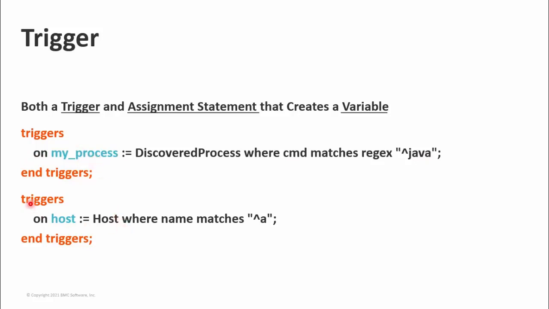Here's a different trigger on host equal host, where name matches hat A. So where the host name starts with A, then this pattern will trigger. And here, the uppercase or the initial cap Host is the host node that's being triggered on, and the all lowercase host is a name of a variable that's going to point to that host node.